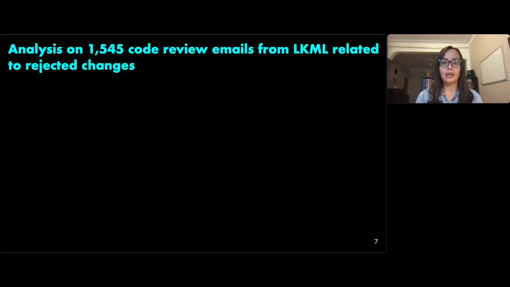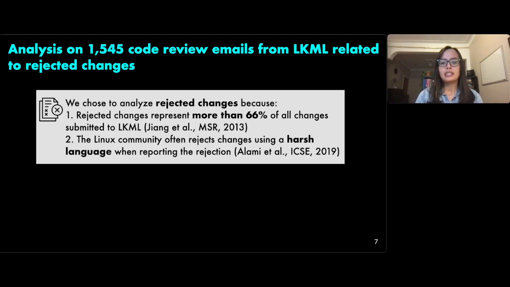To answer those questions, we analyzed 1,545 code review emails from the Linux kernel mailing list, which is the central space for discussions about the Linux kernel development. We focused our analysis on rejected changes for two reasons. First, because rejected changes represent more than 66% of all changes submitted to LKML. And second, because the Linux community often rejects changes using harsh language when reporting the rejection, even though the reasons for rejection are purely technical.